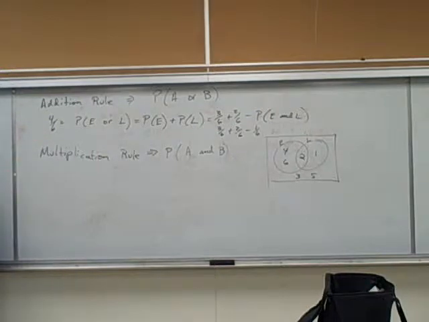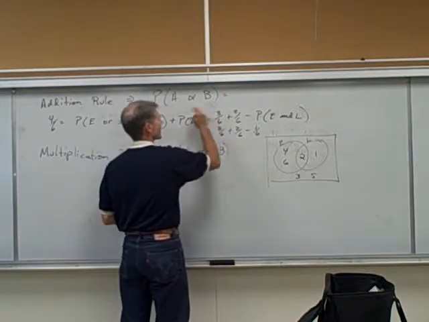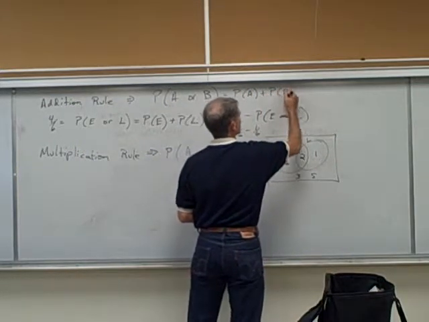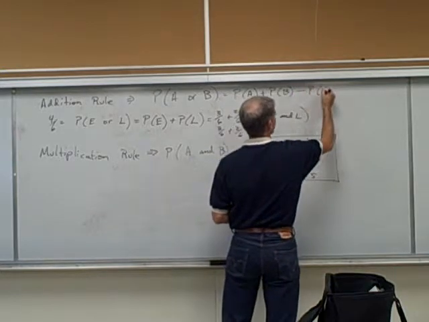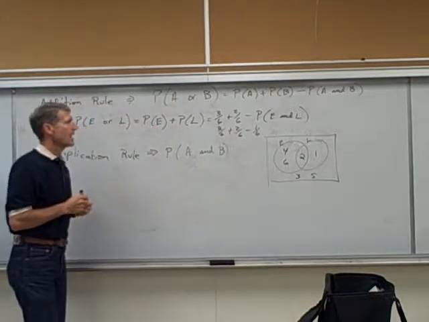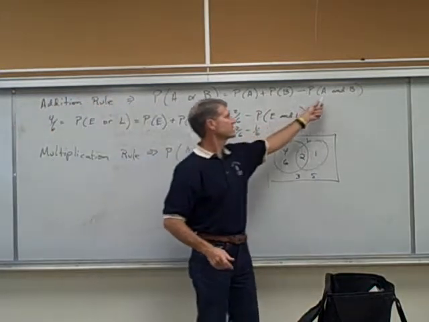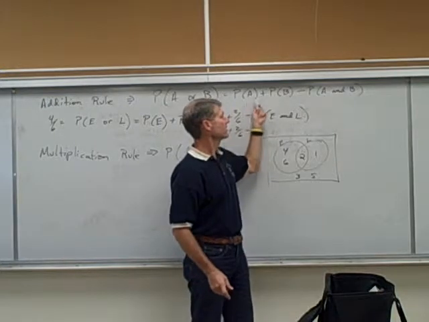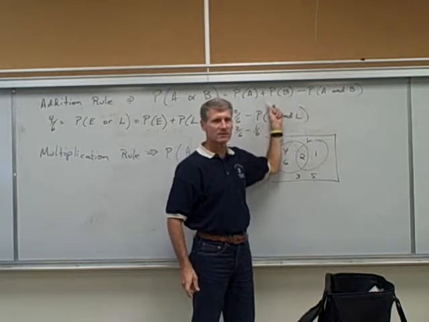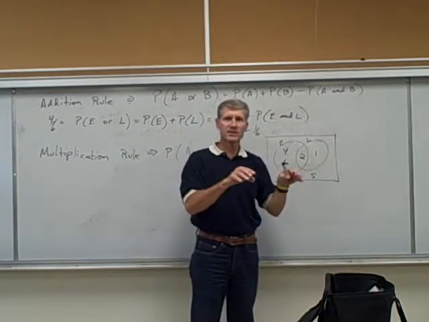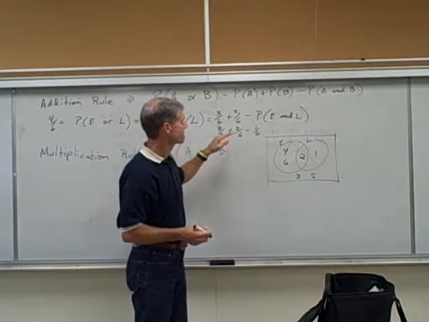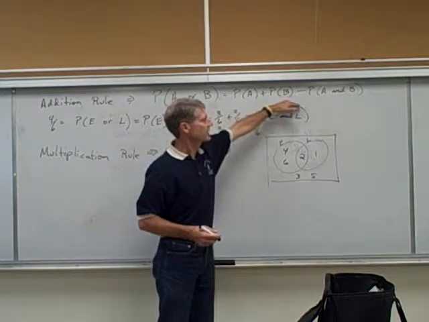That's the addition rule. So let me write it up here as a generic A and B formula. Probability of A plus probability of B minus the probability of A and B. And the minus part is because what's in A gets counted, what's in B gets counted, and then what's in both of them gets double counted, so you subtract it off once. You count it twice, subtract it off once, and you've counted it once. Okay? So that's called the addition rule.